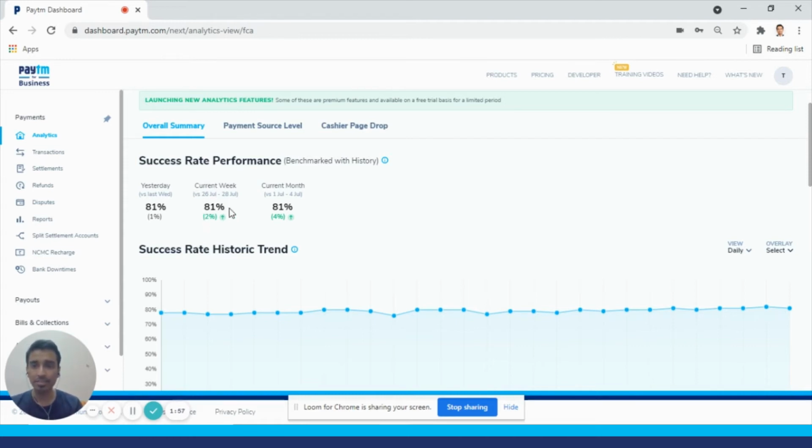So essentially what this means is, in the current week your transactions have had an 81% success rate, and it is 2% greater than what it was last week. And the same holds true for current month as well. By the way, you can also look at the benchmark dates as a subtext to yesterday, current week, current month. So if I look at the current month subtext, it means that your transactions have been compared with 1st July to 4th July transactions of the prior month.